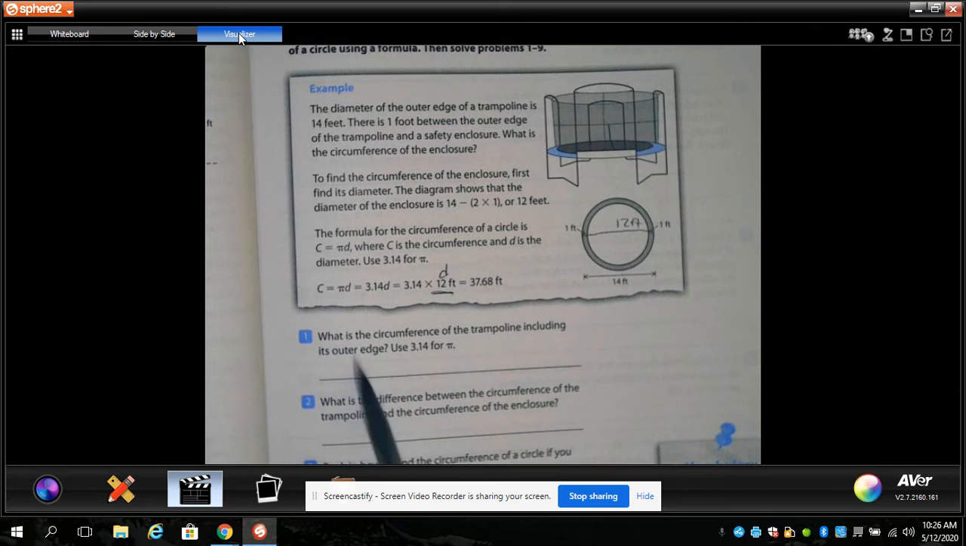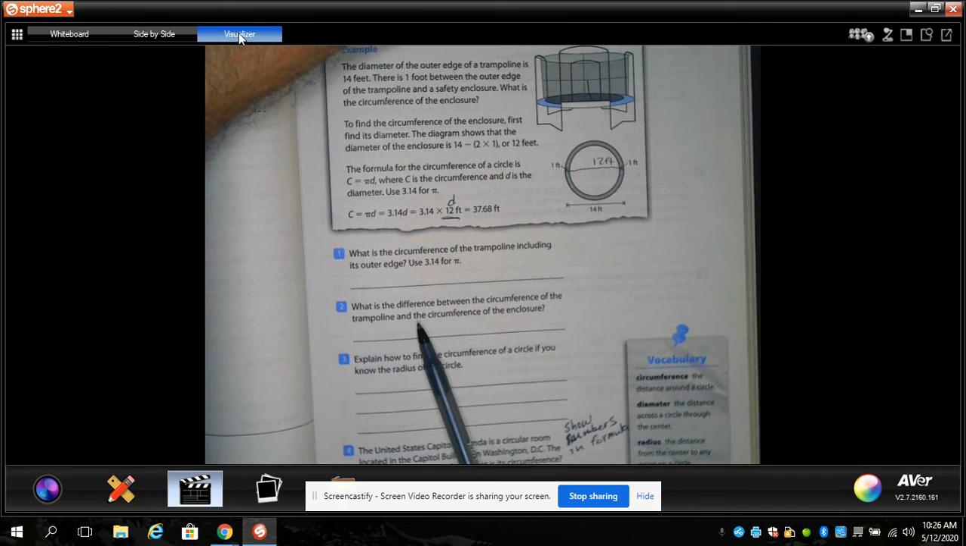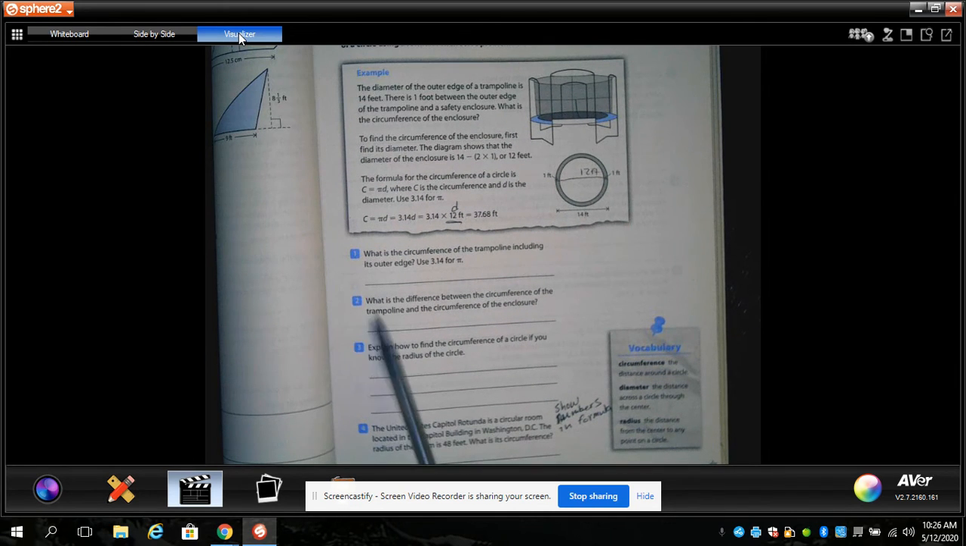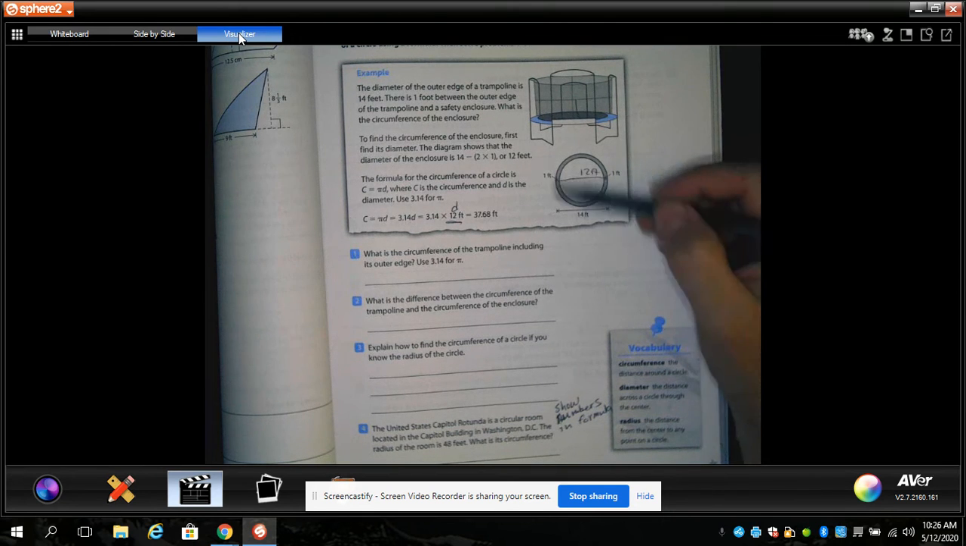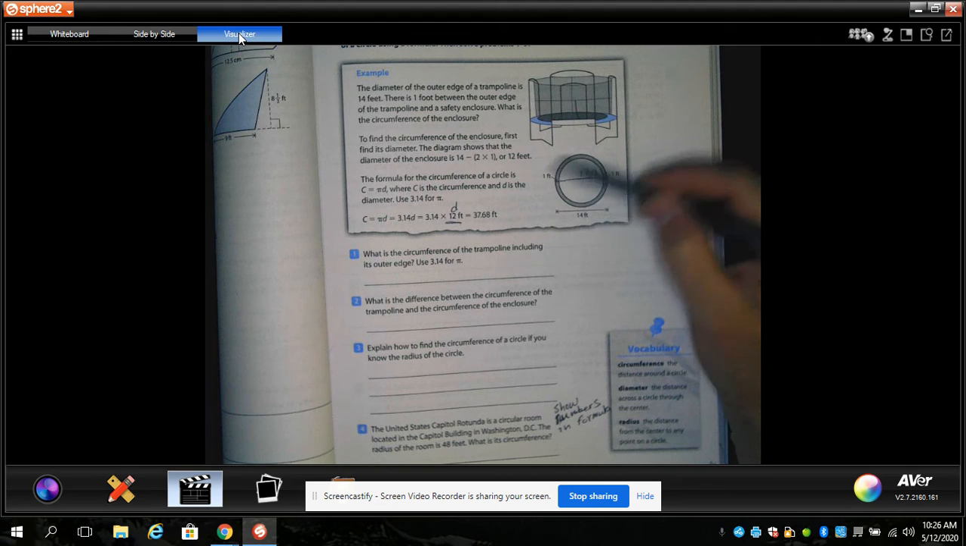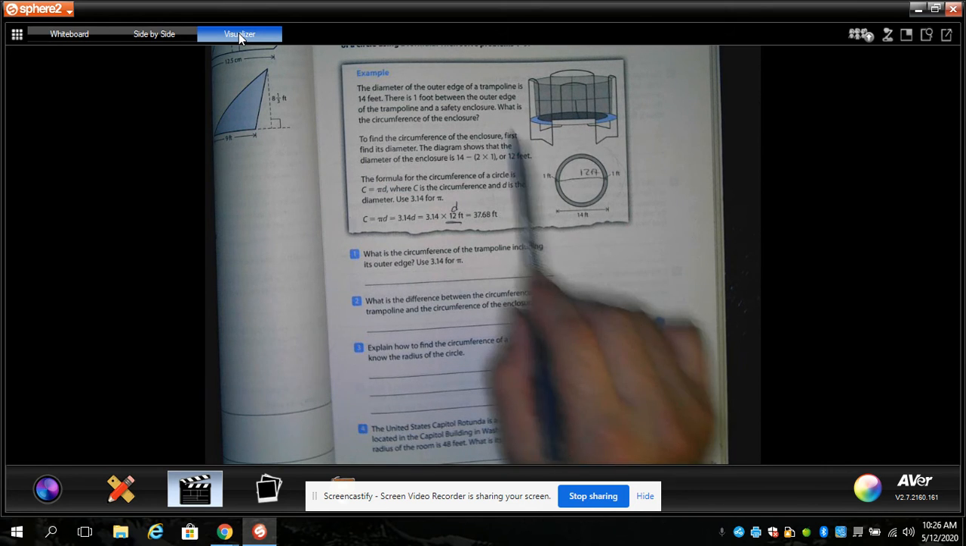So going through the practice problems down here, let's see if I can zoom out and get it all in there. There we go. Okay, so what is the circumference of the trampoline, including its outer edge? So they're wanting to find out, using the 14-foot diameter, that is going to give you the outer edge of the circumference. Number 2 was the difference between the circumference of the trampoline and the circumference of the enclosure. So the trampoline is talking about the inside part, and the enclosure then would be the outside part.